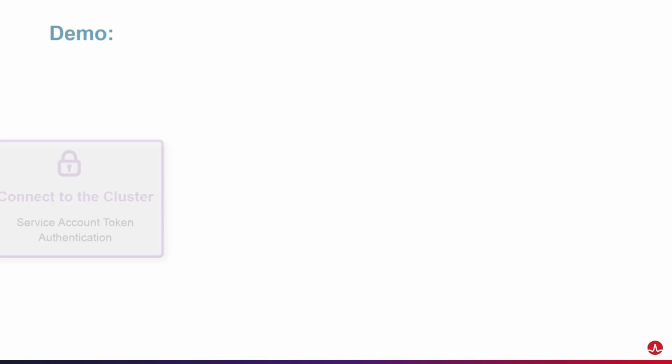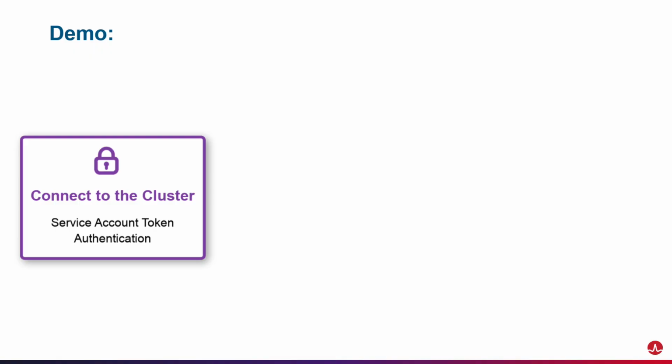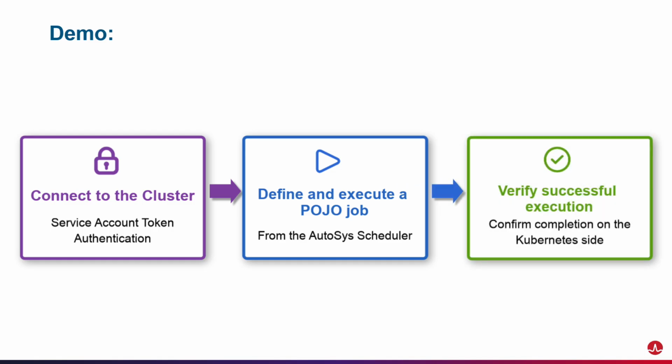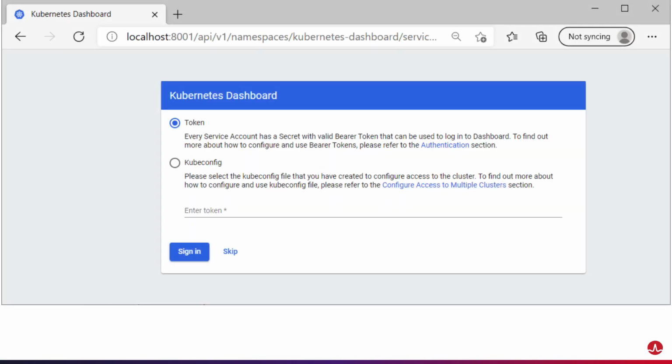For this demo, we'll use service account token authentication to connect to a Kubernetes cluster. We'll define and execute a POJO job from AutoSys, then verify successful execution on the Kubernetes side. Let's start by looking at the Kubernetes environment.